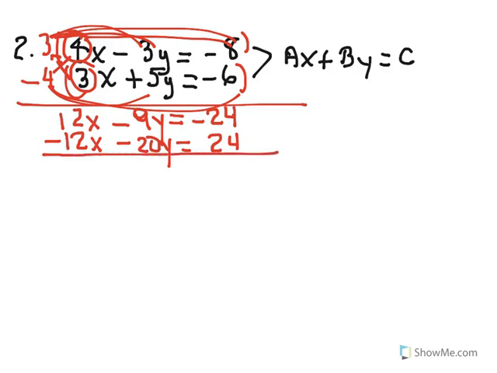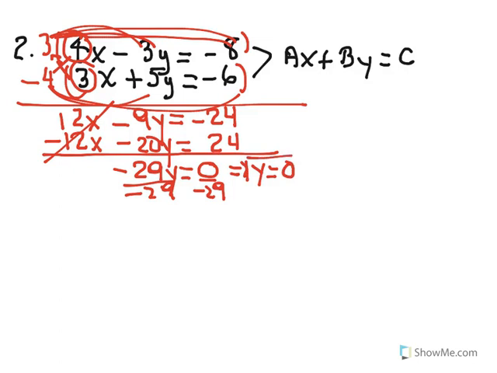Okay. Now let's add the two equations. Remember, this is the addition method. I'm going to eliminate the x's since they have opposite coefficients. And then I have here negative 9 and negative 20 is negative 29y. And here, adding those two numbers, I get a 0. This means that to find y, I'm going to have to divide by negative 29 on both sides, and I will have that y is equal to 0. Okay? So y equals 0.